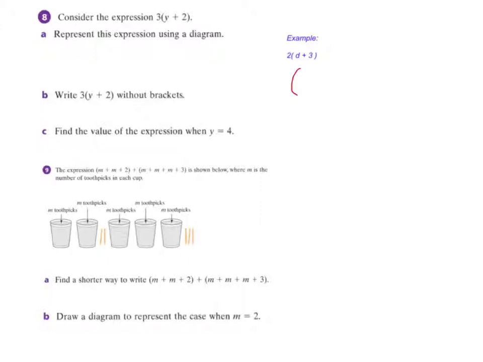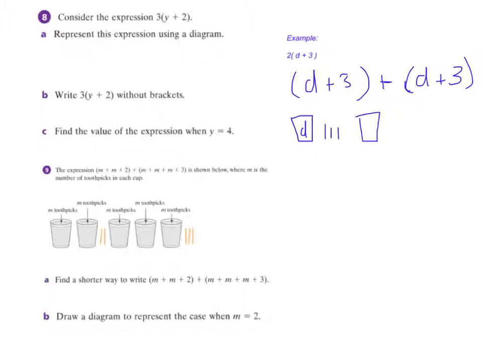Do it in blue. So it's a d plus 3 plus a d plus 3. Okay, so there's my 2 lots of d plus 3. So how would I do that in the diagram? There's my d, 1, 2, 3. My d, 1, 2, 3.